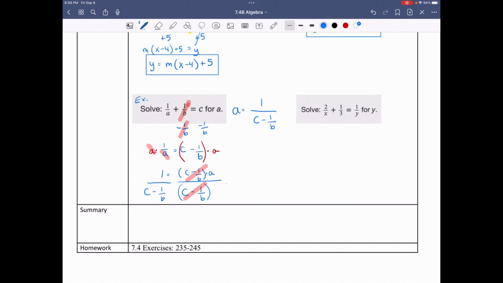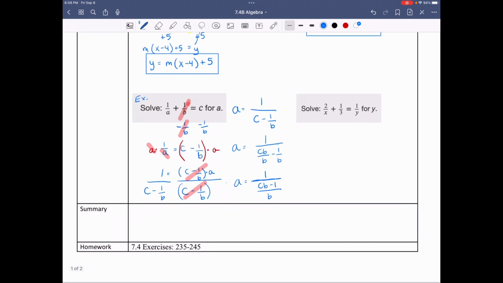In our denominator, we have c minus 1 over b. That's a little funky, so what we're going to do is rewrite it as 1 over cb over b minus 1 over b, which is just 1 over cb minus 1 over b. Now, because it's a 1 in the numerator and then we have a fraction in the denominator, I'm going to take the denominator and flip it.